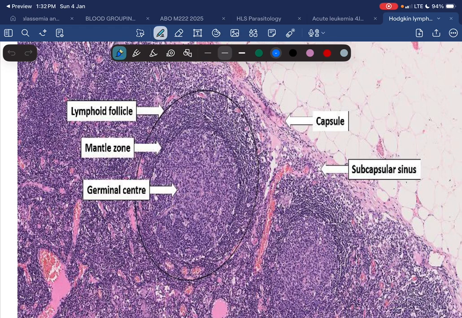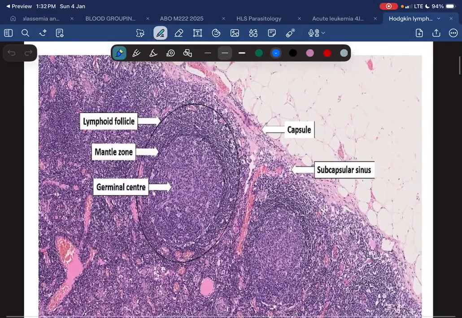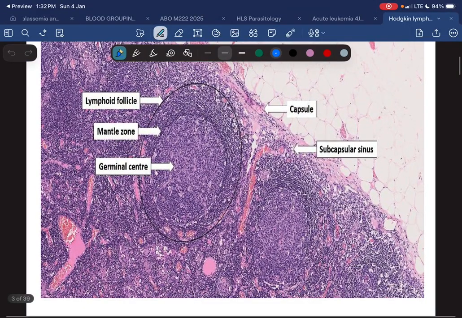Okay, after the cortex, inward, we have the medulla and the hilum. The paracortical space is the space between the cortex and the medulla.